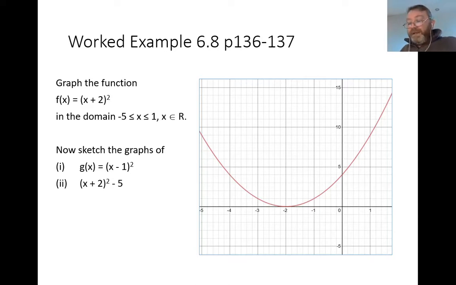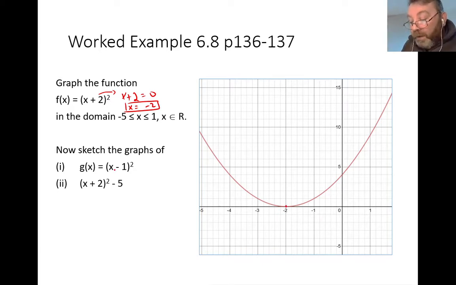g of x equals (x minus 1) squared. Now, first of all, I want you to compare (x minus 1) squared to (x plus 2) squared. Notice that if you take x plus 2 out of here and set it equal to 0, what that tells you is that this graph is operating at 2 units to the left of 0. See that? There it is. So that's where this graph is operating.